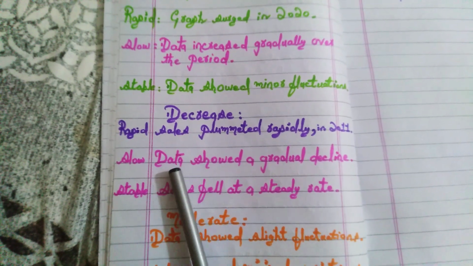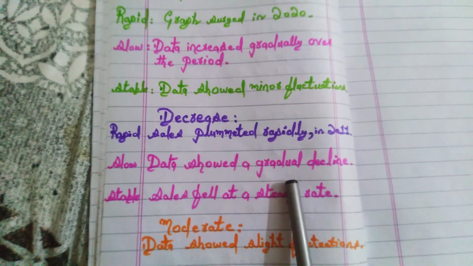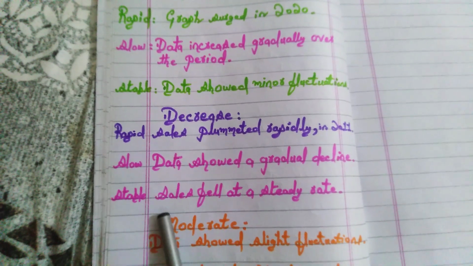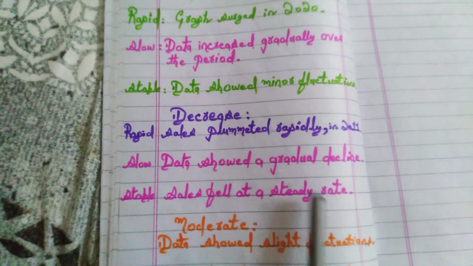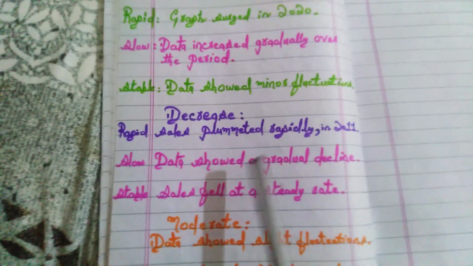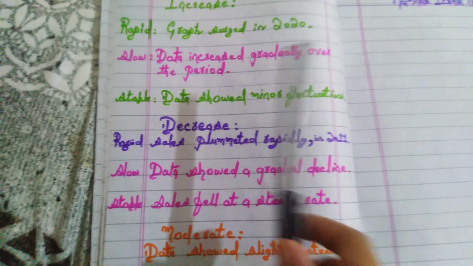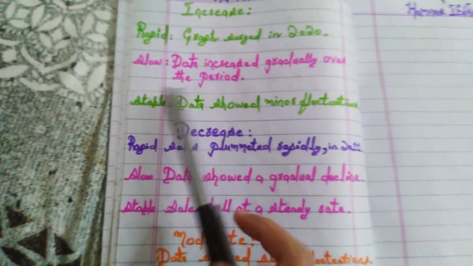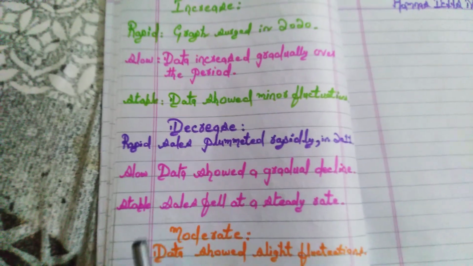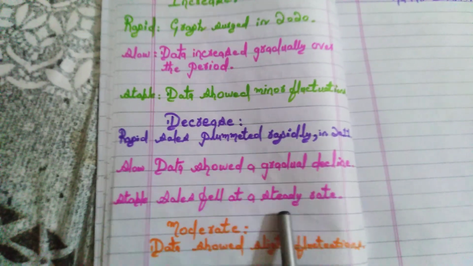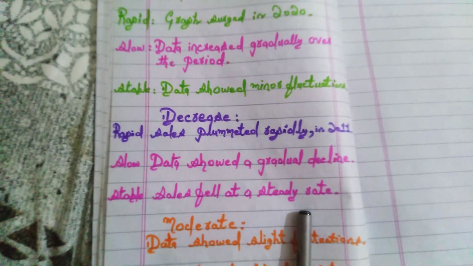If it's a slow decrease: the data showed a gradual decline. If stable: sales fell at a steady rate. If it's slow, always say gradual decline, or increased gradually over the period. If it's stable, the data showed minor fluctuations, or sales fell at a steady rate.